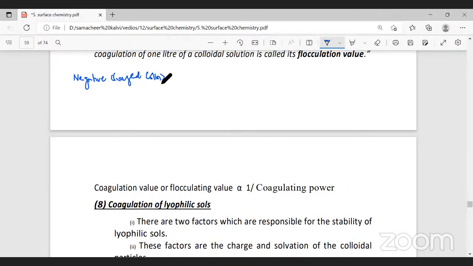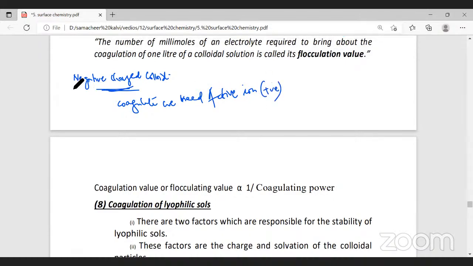In order to coagulate negatively charged colloid, we need active ion. Now, when I say we need active ion, the active ion should be positive. So in order to coagulate negatively charged colloid, we need to have positive active ion.